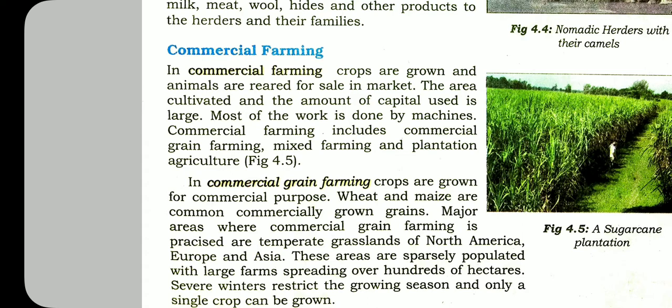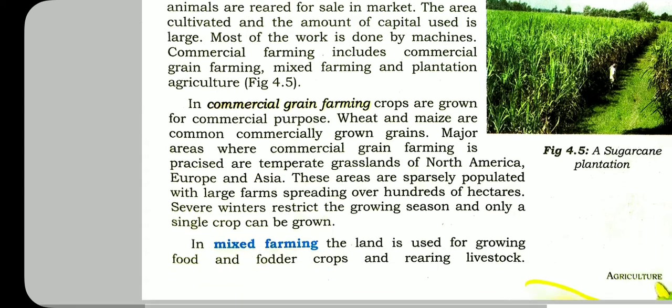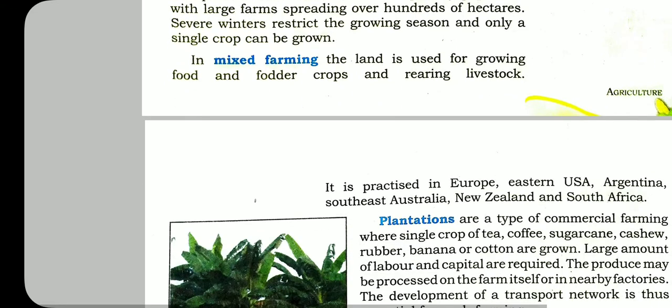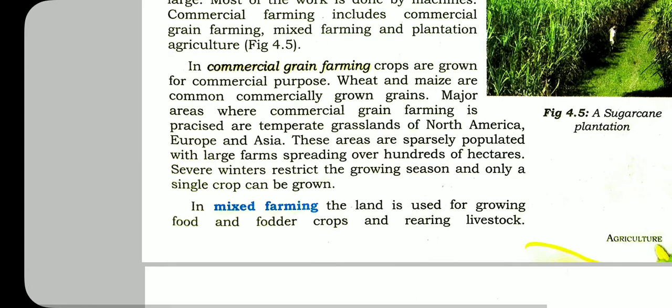Commercial farming includes grain farming and plantation farming. Mixed farming is also there. Grain farming means wheat and maize, which are commonly grown in some areas of North America, Europe, and Asia.